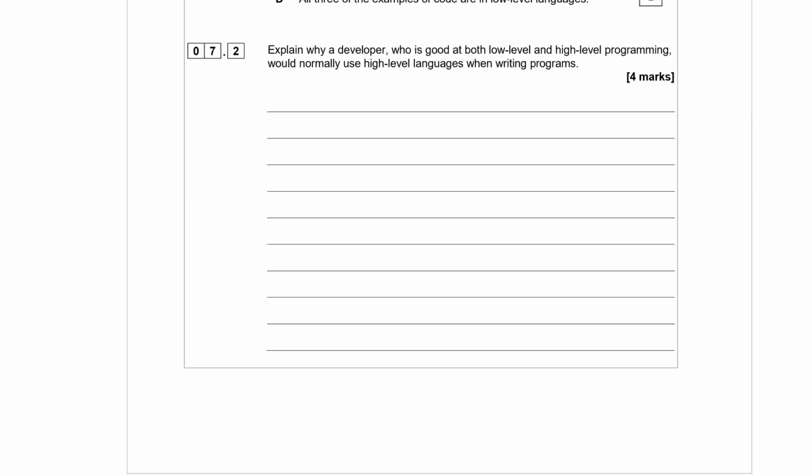For question 7.2, we need to explain why a developer who is good at both low-level and high-level programming would normally use high-level languages when writing programs. And it's worth 4 marks here, and it doesn't give us a limit on how many reasons we can give. So let's aim to give 4 reasons here, just to be on the safe side. Well, one of the key aspects is high level is more like normal English. So it is easier to understand and quicker to write.